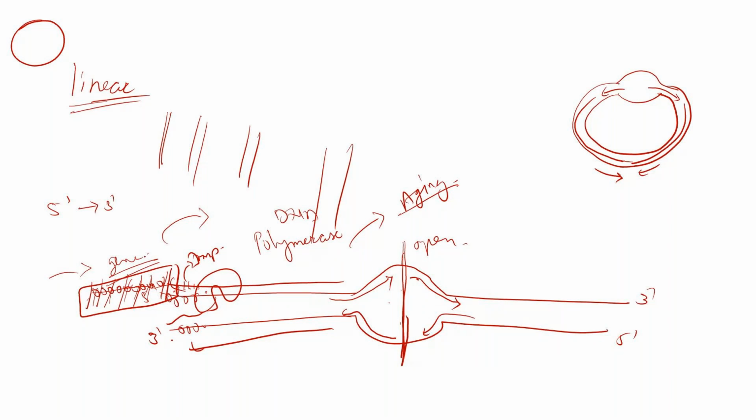Yes or no? So this is the importance of telomeres in the eukaryotic DNA, right? They minimize the end replication error. Understood? Clear?